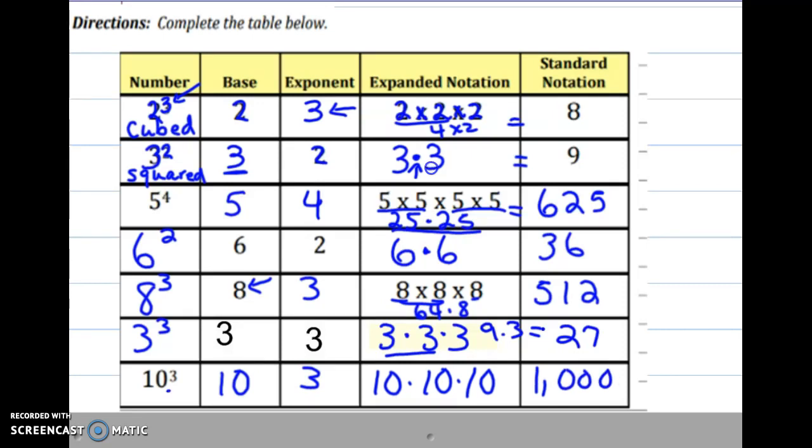If your base is 10, there is a shortcut that you can use to evaluate that exponent. If the exponent's 3, notice that there are 3 zeros in my answer. This is with a base of 10. If I had 10 to the 4th power, that would be a 1 with 4 zeros. If I had 10 to the 5th power, that would be a 1 with 5 zeros.